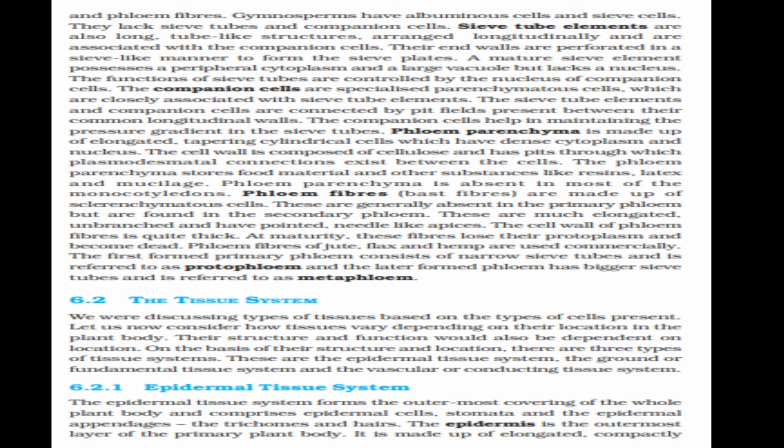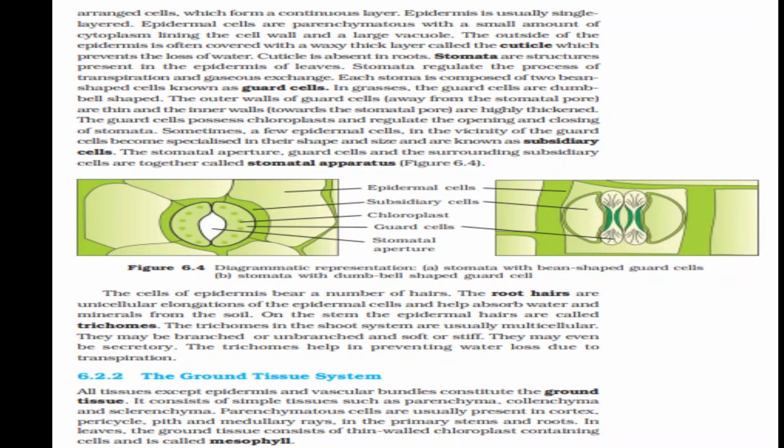6.2.1. Epidermal tissue system. The epidermal tissue system forms the outermost covering of the whole plant body, and comprises epidermal cells, stomata, and the epidermal appendages, the trichomes and hairs. The epidermis is the outermost layer of the primary plant body. It is made up of elongated, compactly arranged cells, which form a continuous layer.